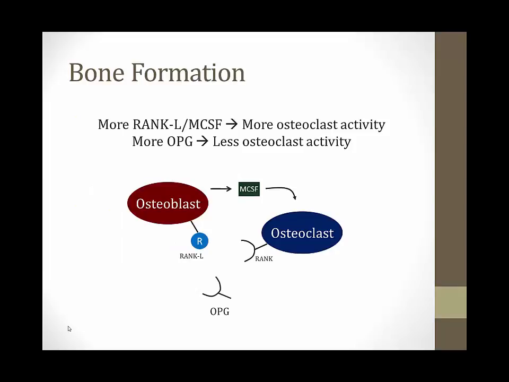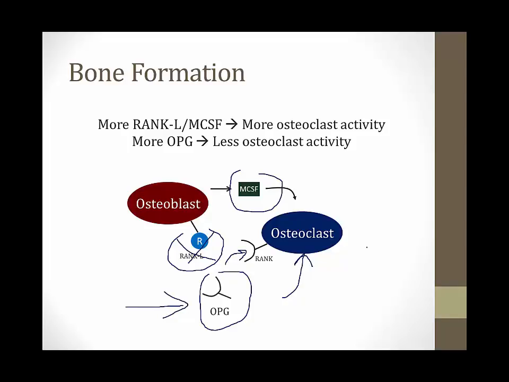So I've summarized everything with this picture on this slide. And basically, if you know this picture, you can answer lots and lots of questions about bone pathology and bone physiology. So osteoblasts make RANK L, and they also make MCSF, and both of these things can stimulate osteoclasts. In addition, osteoblasts make OPG, which is a decoy receptor. It will bind to RANK L and block it from binding to RANK. So when osteoblasts make more OPG, that decreases osteoclast activity. And I've summarized all this at the top of the slide. More RANK L, or MCSF, from osteoblasts leads to more osteoclast activity. More OPG from osteoblasts leads to less osteoclast activity.